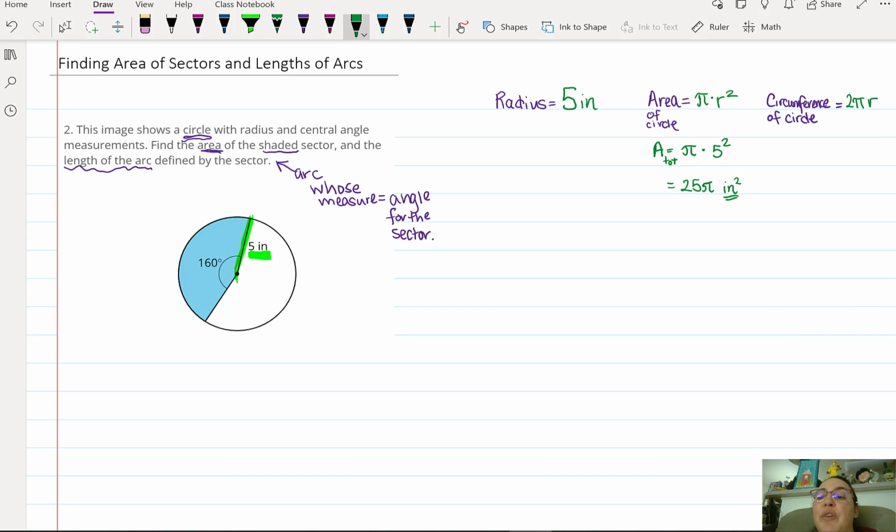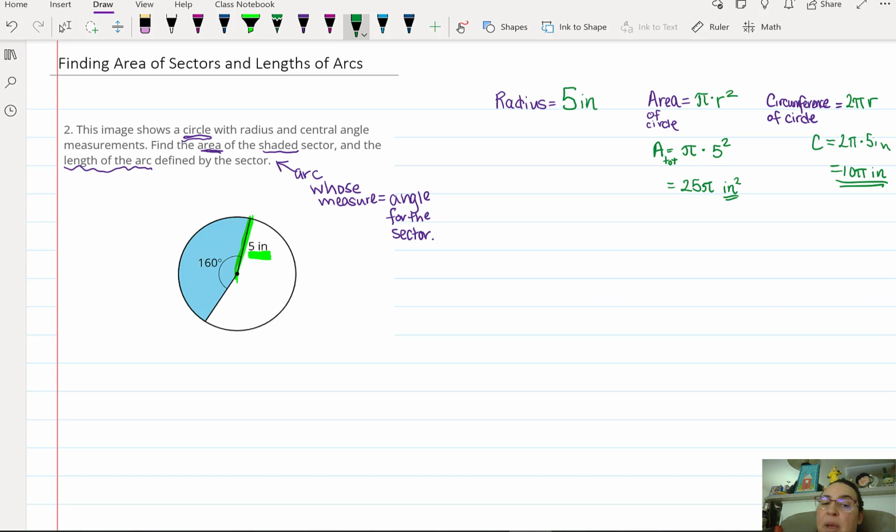Next, let's look at circumference. Circumference here we have 2 pi r. So for our total circumference, I'm just going to use a c for that. 2 pi times my 5 inches, or 10 pi inches. So those are those 2 measurements that I'm going to need to solve this problem.